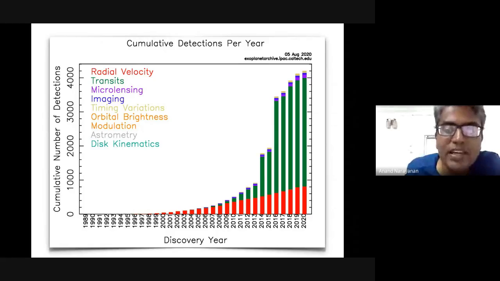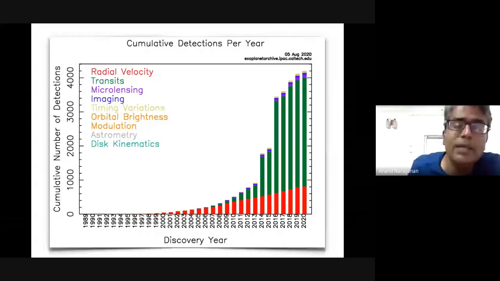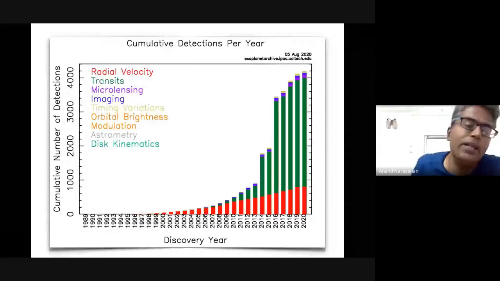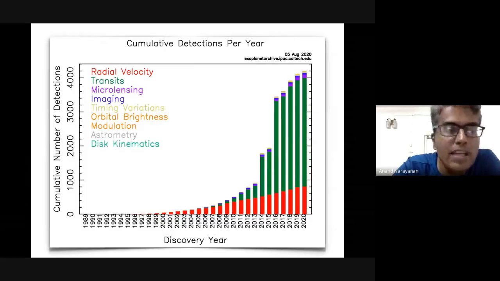And as you can see, the graph initially is dominated by red, which means that in the early years, most of the extrasolar planets were found using the radial velocity method. But in the last 10 to 15 years, the transit method has been tremendously successful in finding extrasolar planets. If you take the total number of extrasolar planets that we know today, which is around 4,300, 70% of it has been found through the transit method, about 25% through the radial velocity method, and the remaining 5% through all the other methods.